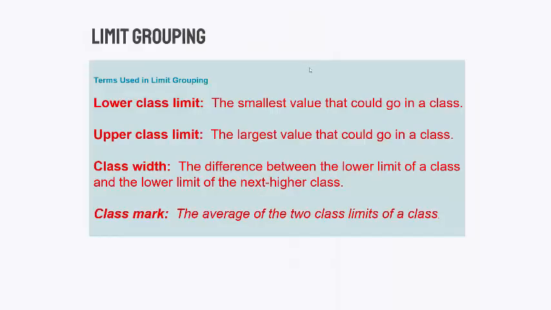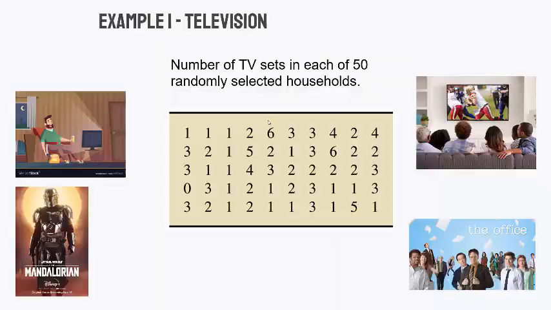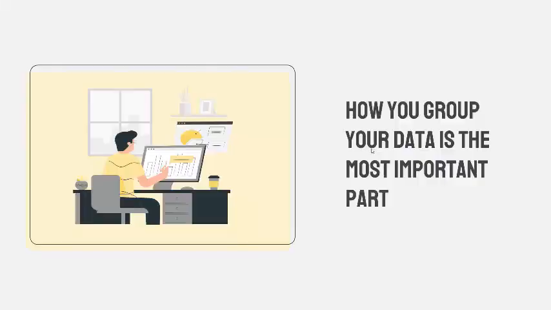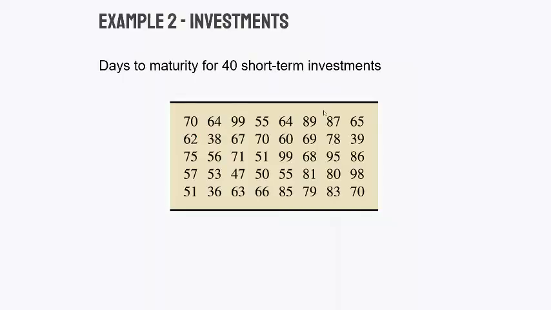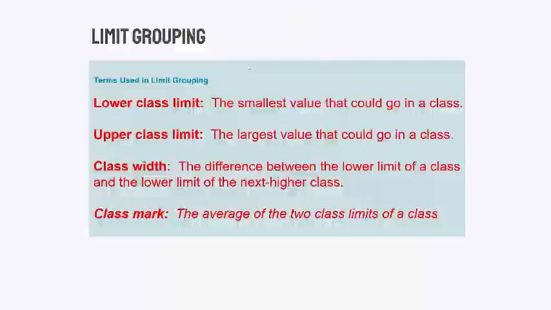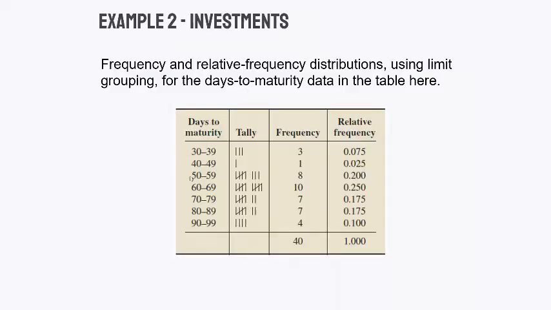Just to recap: when you have discrete data, single value grouping, no problem. Data that's continuous like this, you're going to need to use limit grouping, and your classes are going to be ranges of values.